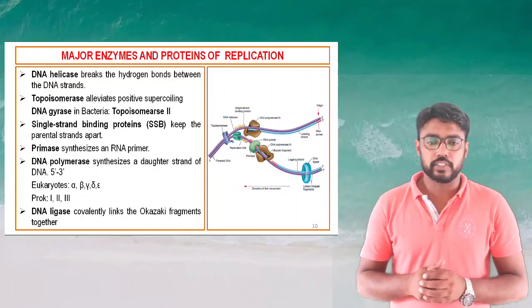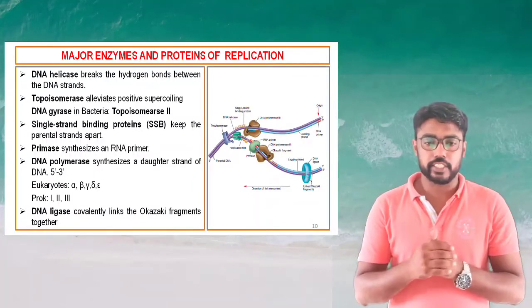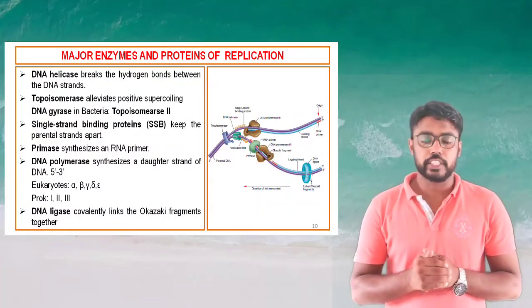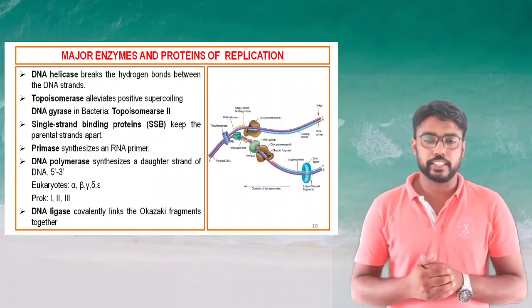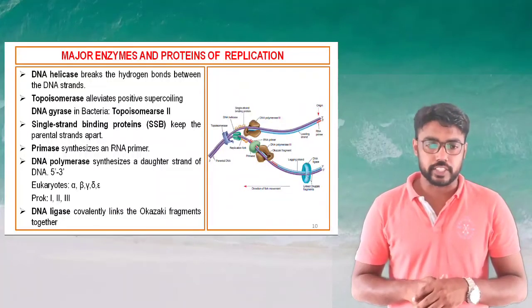First one is DNA helicase. DNA helicase is an enzyme that breaks hydrogen bonds between the two DNA strands during replication. This DNA helicase enzyme helps to remove hydrogen bonds between the DNA strands.